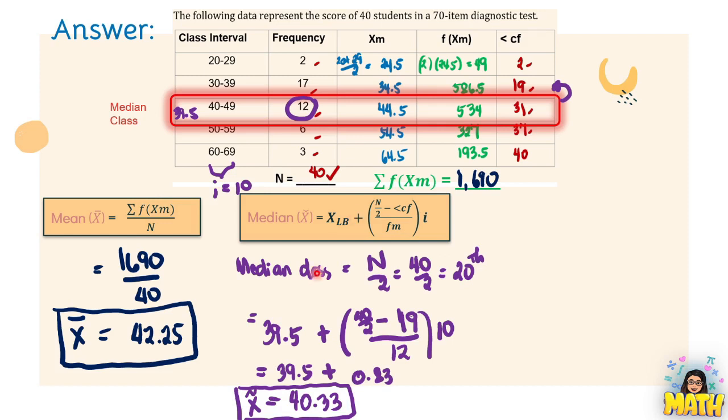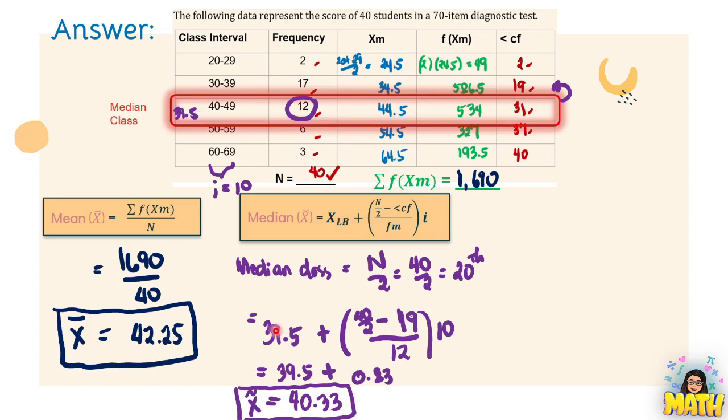We simply look first at the median class, which can be found by using n over 2, or the total frequency divided by 2. That means the median class or score refers to the 20th value. So dito tayo titingin sa less than cumulative frequency column. Nasaan po yung pang 20th? So this one refers to the first 2 lowest, first 19 lowest, at nandito yung pang 20 to 31st score. So therefore, nandito po ang ating median class.